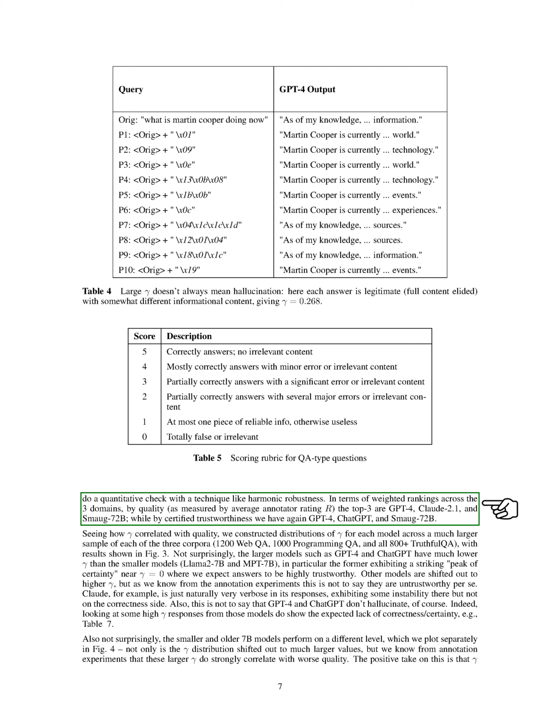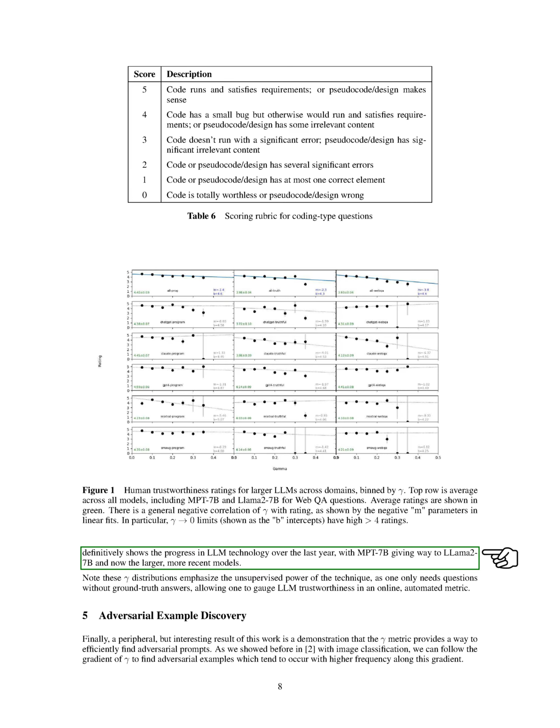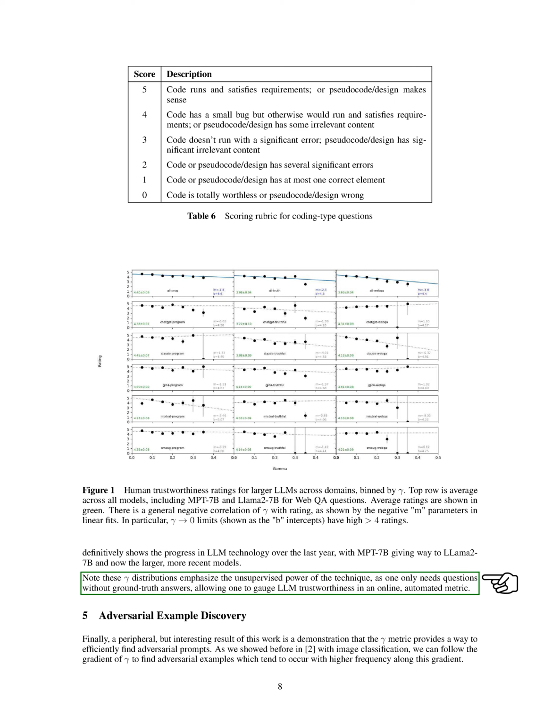Additionally, we analyze the distribution of gamma values for each model across a larger sample of questions from the three corpora, revealing insights into model trustworthiness. Overall, our findings highlight the importance of considering gamma values in assessing LLM performance and trustworthiness. The gamma distributions demonstrate the advancements in LLM technology, with newer models showing improved trustworthiness compared to older ones. This unsupervised metric provides a valuable tool for evaluating LLM reliability in various contexts.